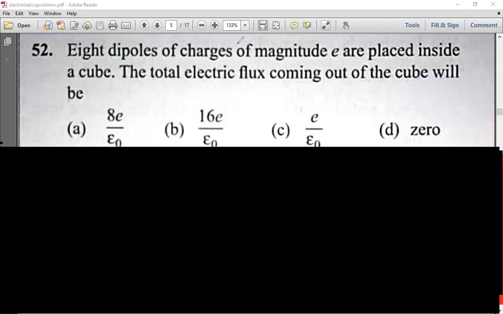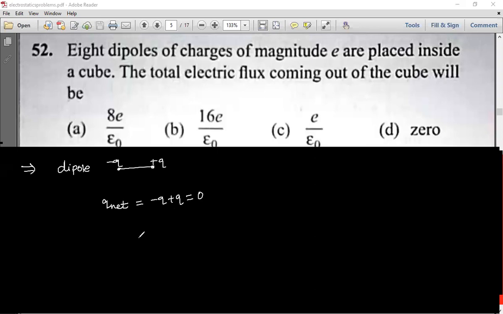Eight dipoles of charges of magnitude Q are placed inside a cube. The electric flux coming out of the cube will be, oh, 8 dipoles are there. So with 8 dipoles, what will the net charge be? 0. Why? Plus Q minus Q. Dipole means you have minus Q plus Q, so Q net is equal to minus Q plus Q, which is 0.